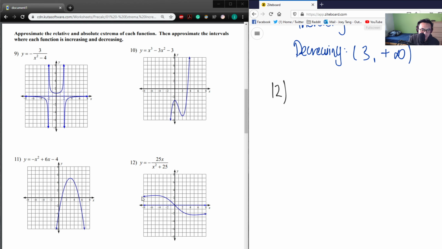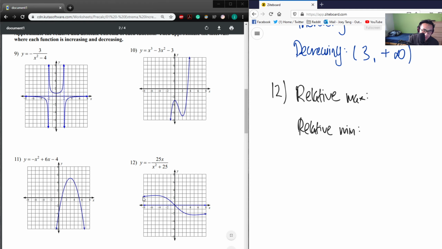So again, this period is decreasing because my values are going down, down, down. It's going from a period of increasing and then going to a period of decreasing. So we have a relative maximum, or in this case, it's actually an absolute, but I'll write relative maximum and minimum first. So we do have a relative max and relative min.